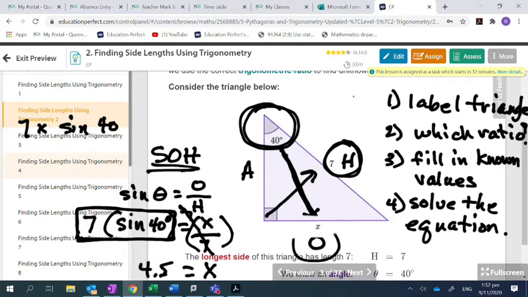So most of the work involved is in deciding which trig ratio to use, and then solving the equation. Other than that, your calculator does most of the work for you, which should make you happy. So we're just going to do several of these, exact same thing. Nothing ever changes on these.